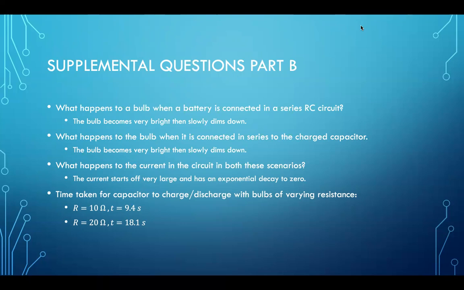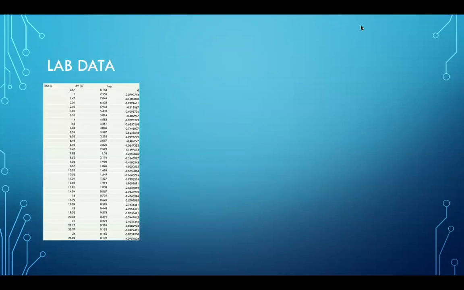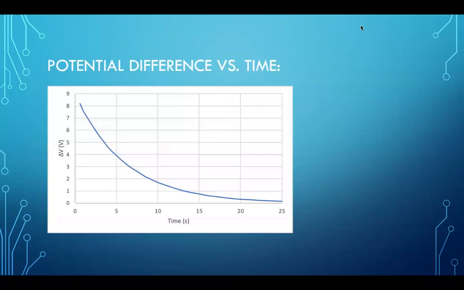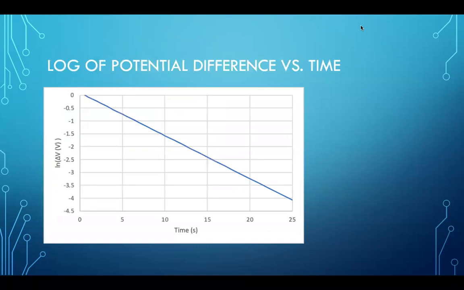Here's the time taken for capacitors to charge and then discharge with bulbs of varying resistance. Here's the lab data. And here's the graph for potential difference versus time. As you can see, it starts at a spike of around 8 volts and then exponentially decays all the way to 0. Here is the log of the potential difference versus time.